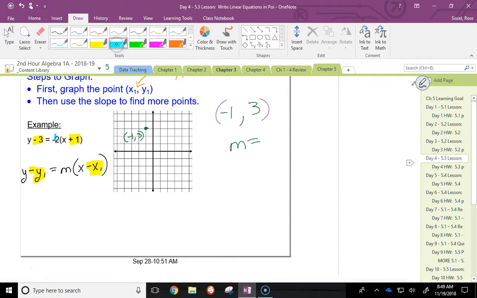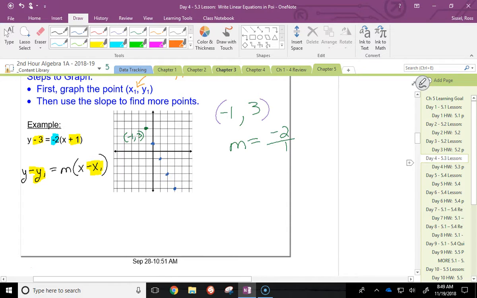Our slope is negative 2, which we know means like negative 2 over 1. So I will go down 2 and over 1. Down 2 over 1. Down 2, and I can do this as much as I want.